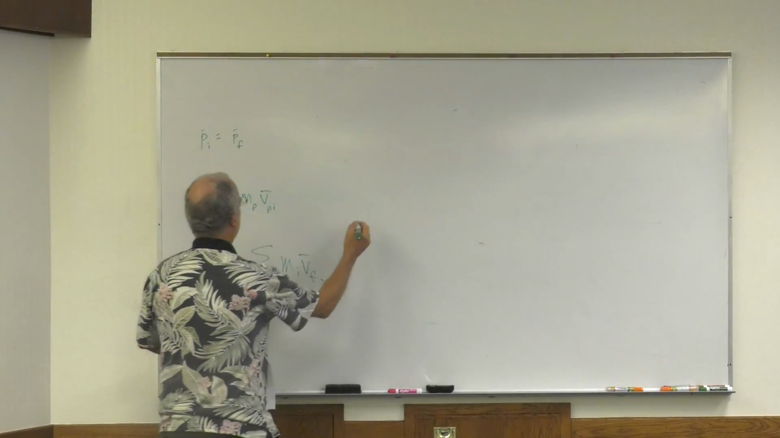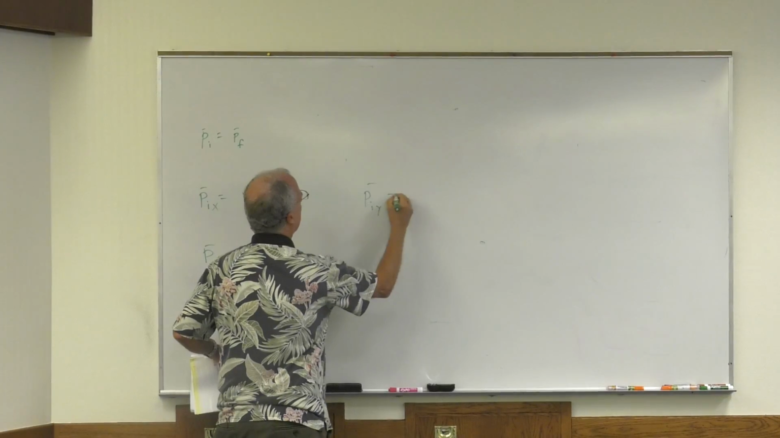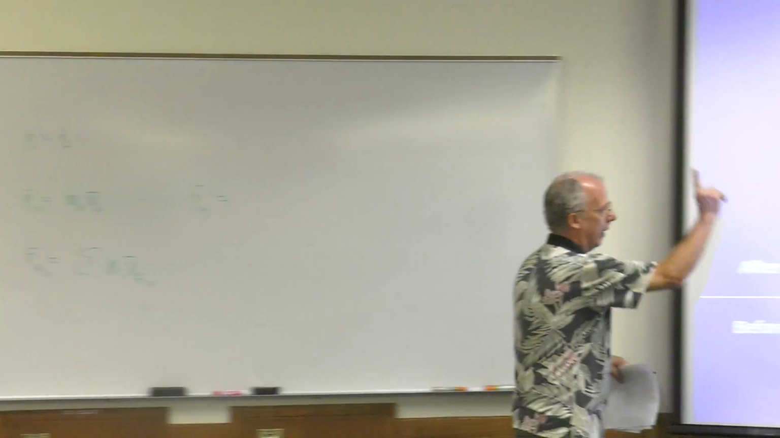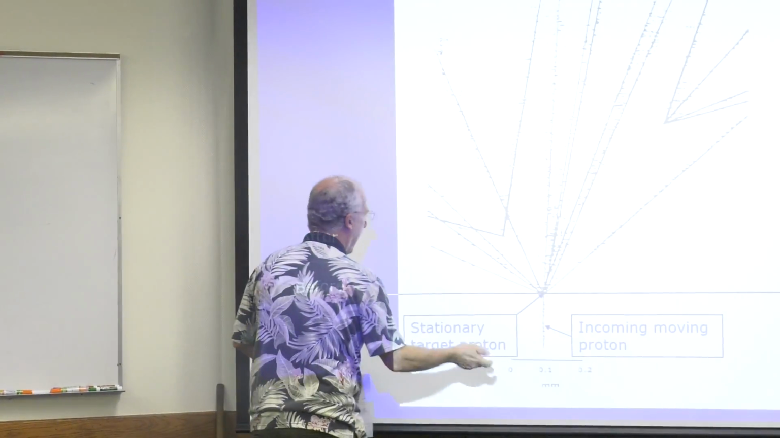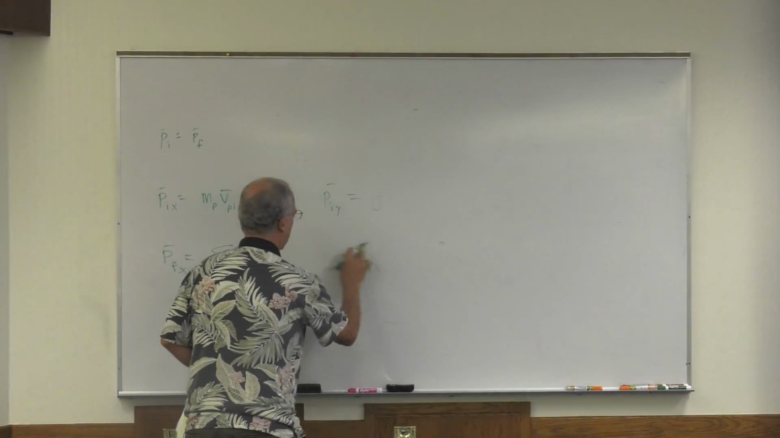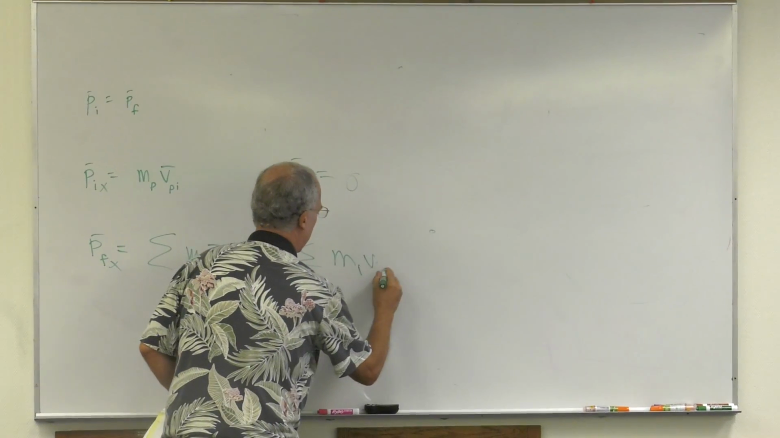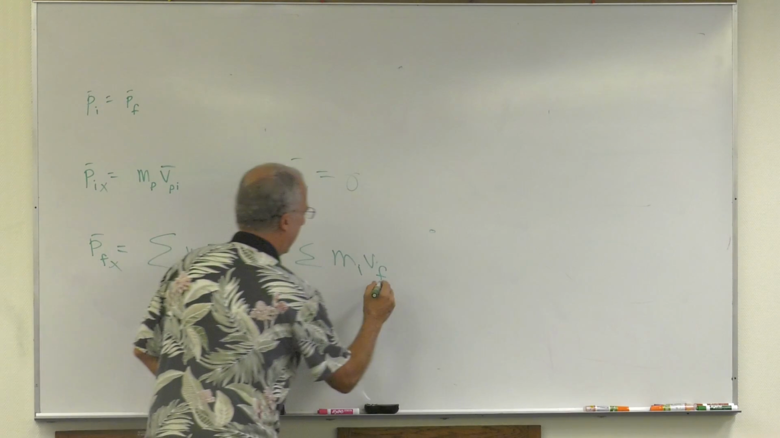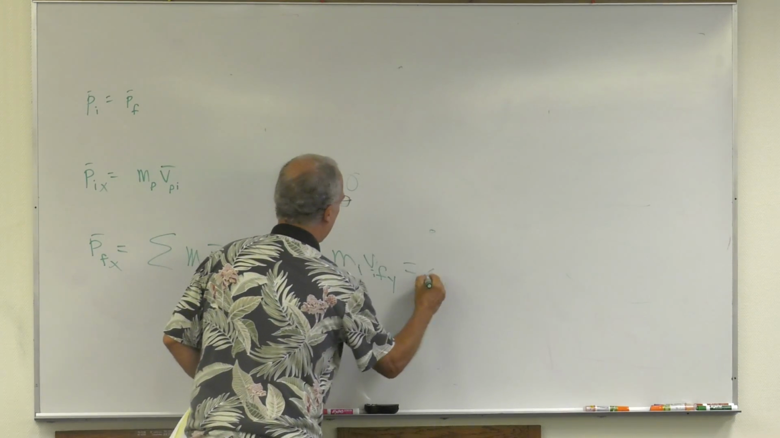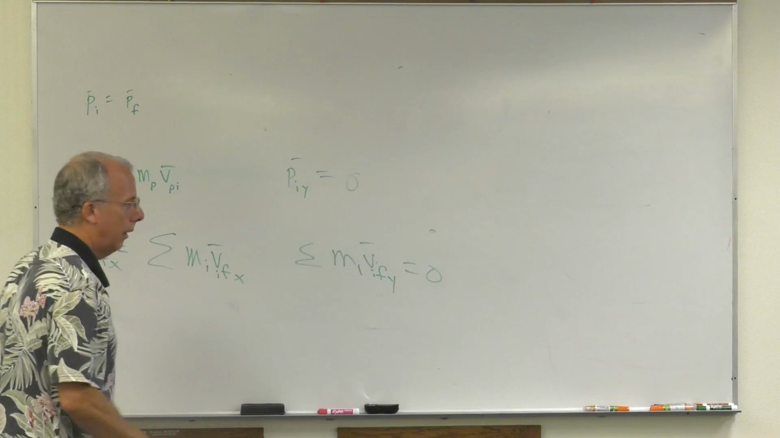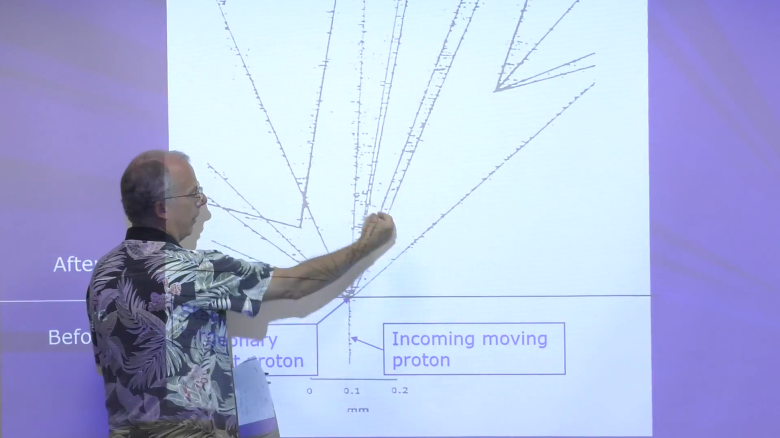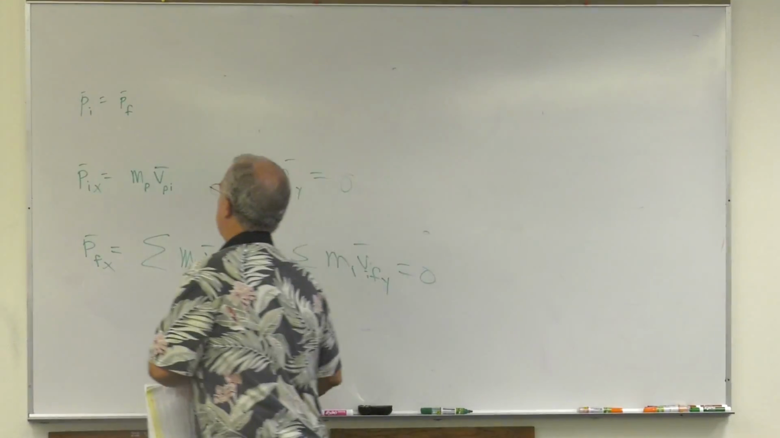Okay, let's do y. What's p initial y? Remember, we're saying that this is x, this is y. So p initial y is 0. So that means that the sum of the m_i v_i, final, I guess, I'll put an i here, that would also have to be 0, right? So that means that all the momentum going this way has to cancel the momentum going that way. So that's how you do this momentum conservation.